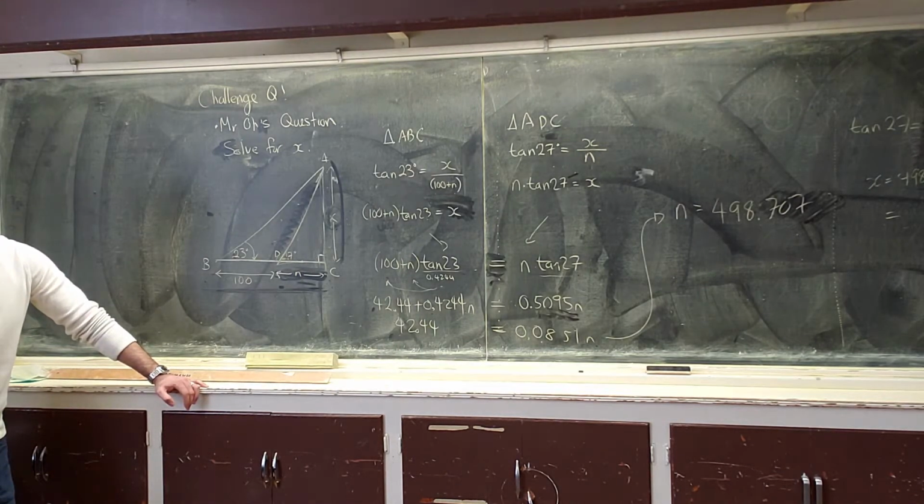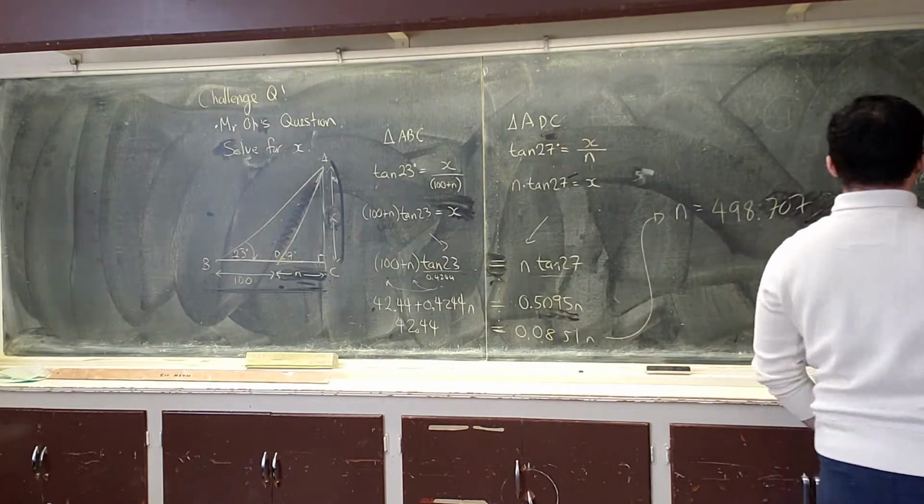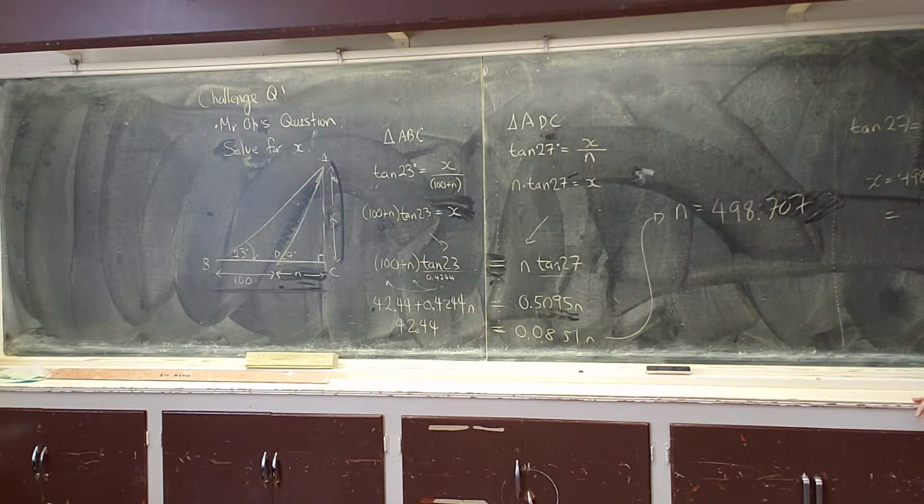When x is on top of the 498, can you just multiply each side by 498? Yes, the purpose is to get rid of the denominator. If x is on the bottom, you multiply both sides by the denominator to get rid of it. It should work out.